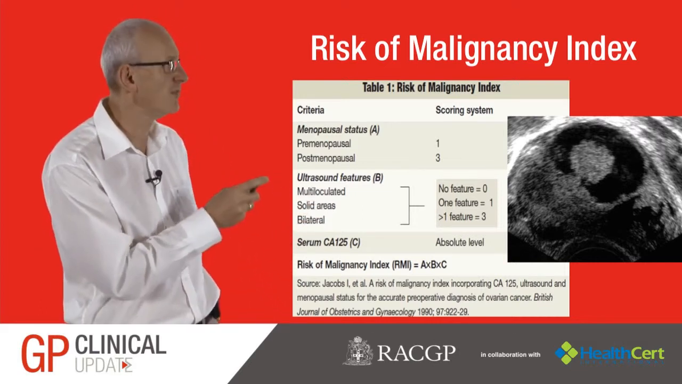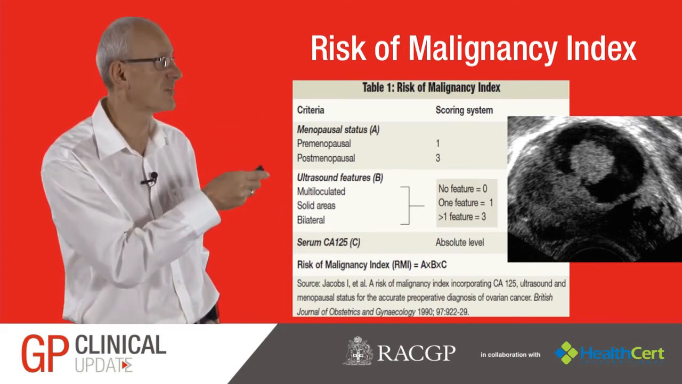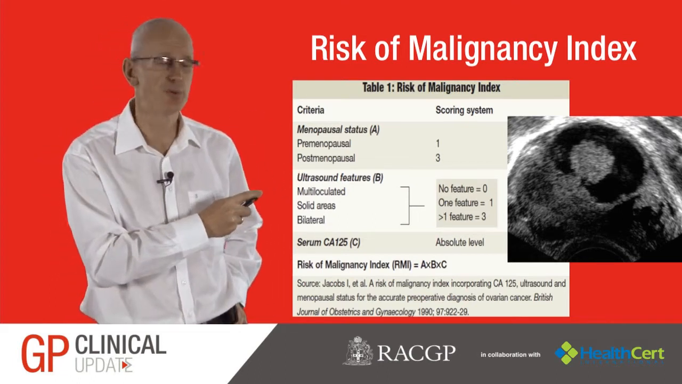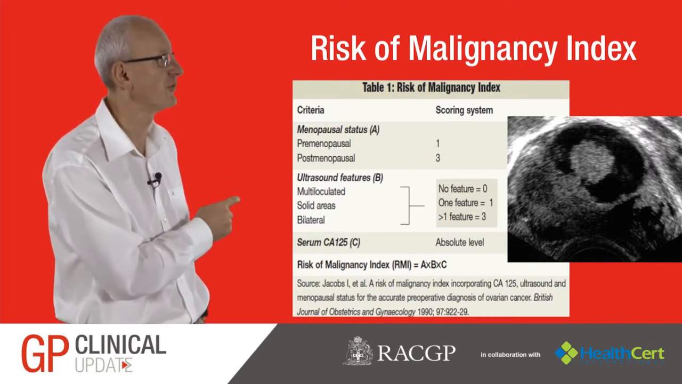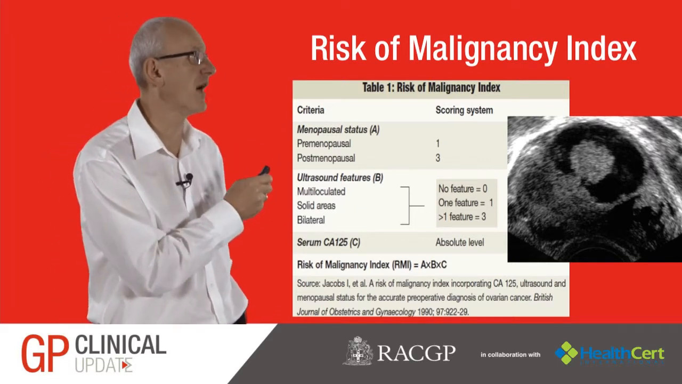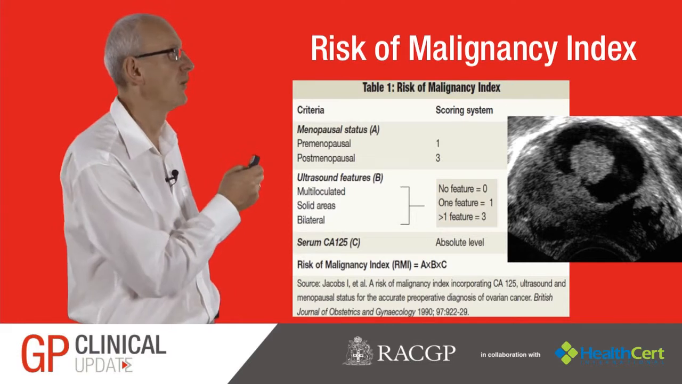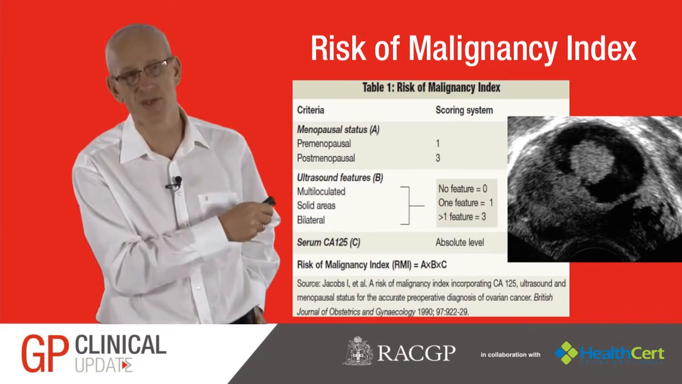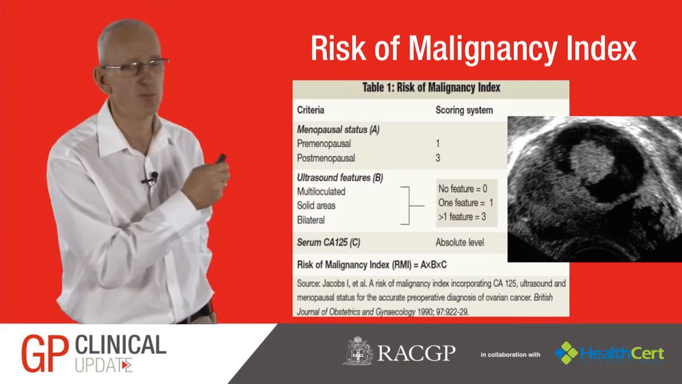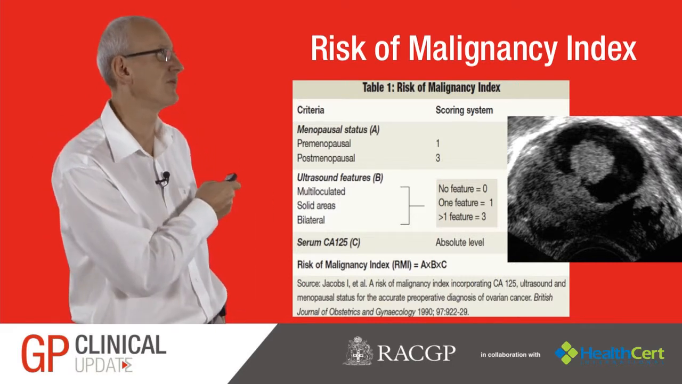We basically give points for menopausal status. We give 1 point for premenopausal, 3 points for postmenopausal. We give points for ultrasound features, like 1 feature, 1 point, more than 1 feature, 3 points, and we give points for the serum CA125.